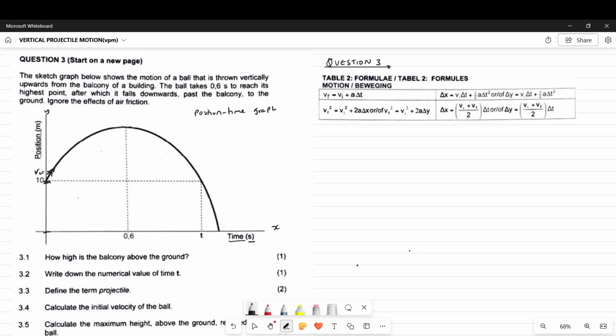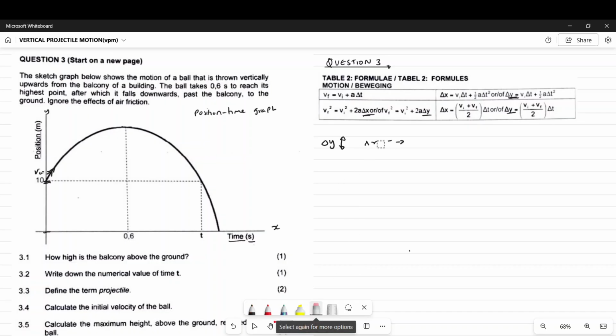So now we're going to be saying delta y. Why are we using delta y? Because this is a vertical motion. Delta y is for vertical motion, and delta x is for horizontal motion. So always make sure you're using the correct formula. For vertical projectile motion, always use delta y because it's vertical motion.